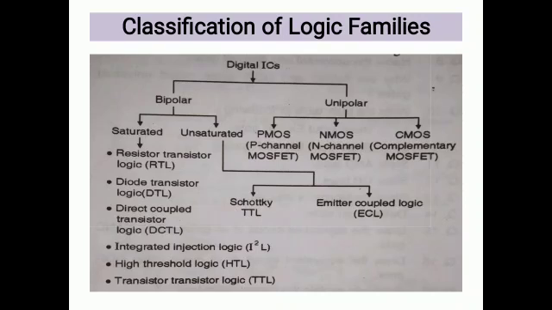Second is unsaturated bipolar ICs. In this, the BJT is not used in the saturation region. So this increases the speed of the operation. For high speed applications, this type of ICs is used. Under this there are two types, ECL and Schottky TTL.